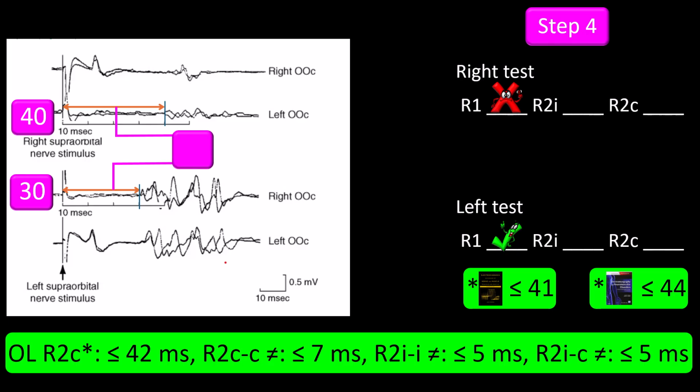Then I compare the two R2 contralateral onset latencies. They are 10 milliseconds apart, which is abnormal, rendering the one with the longest onset latency abnormal. In this case, the right R2 contralateral is abnormal and left R2 contralateral normal. This is then used to populate the appropriate fields in the display panel.